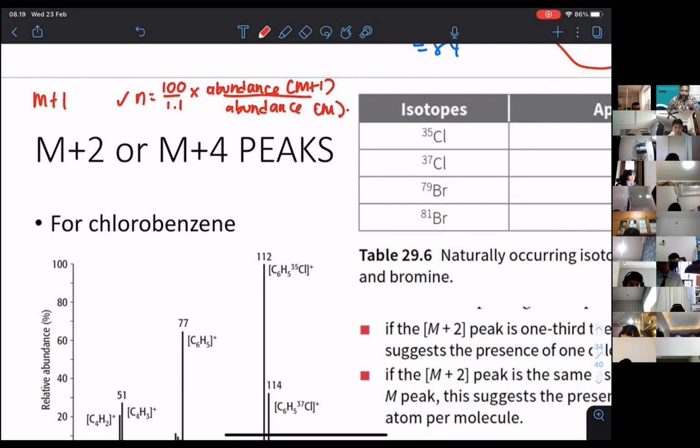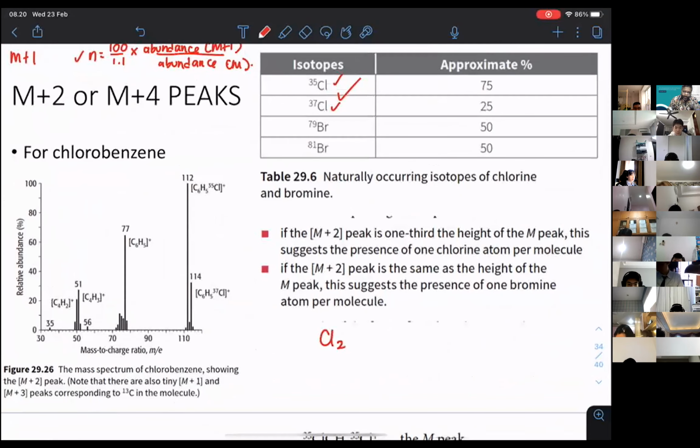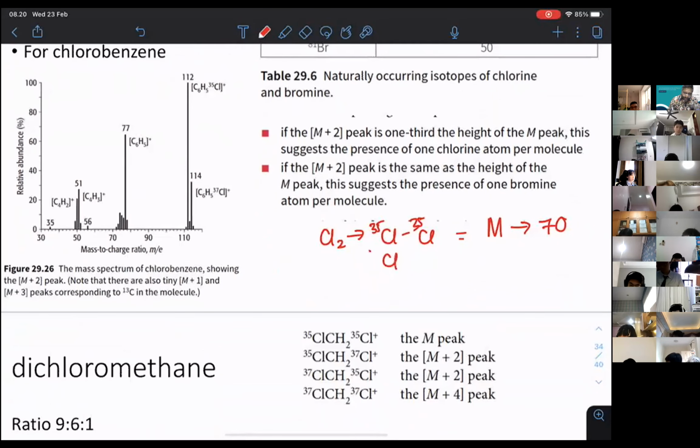So let's look at M+2 and M+4. These will exist whenever we are talking about chlorine and Br, because we have the chlorine-35 isotope and also the chlorine-37 isotope. For example, if I have Cl2, Cl2 is Cl35 and Cl35, so my M value is 70. But because there are isotopes, Cl can have Cl35 and Cl37, so if I add, it's going to be 72. I also will have Cl37 and Cl37, which gives 74.